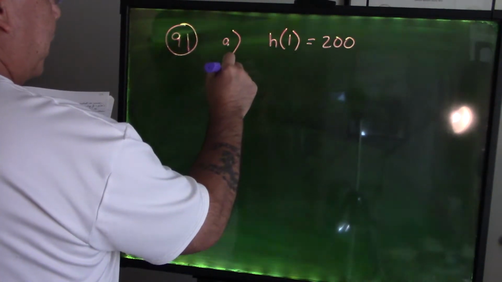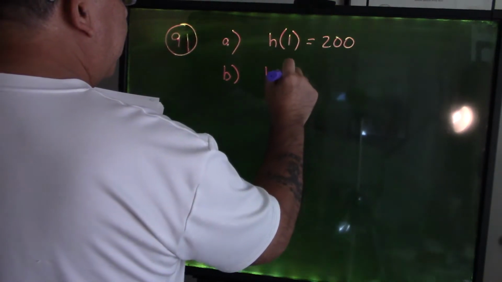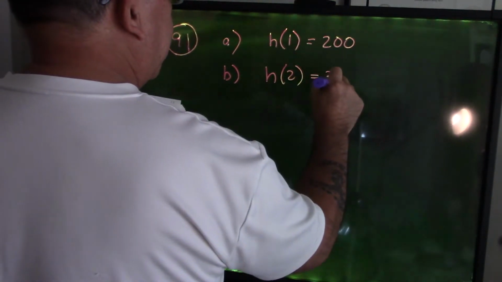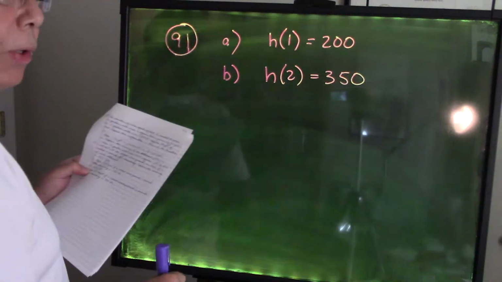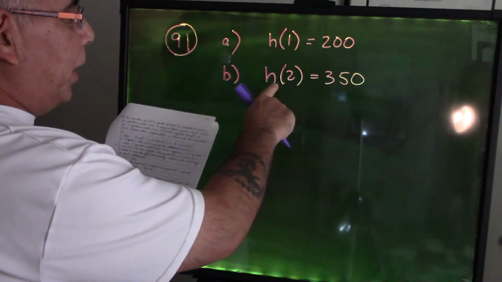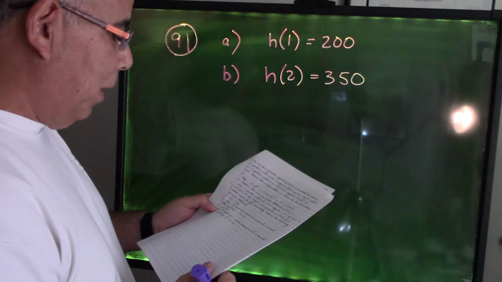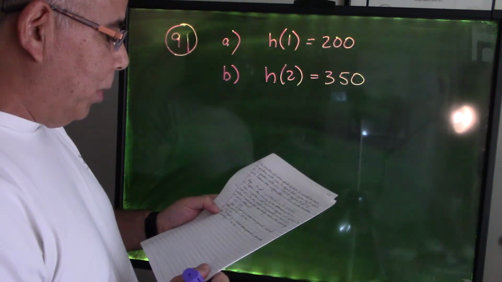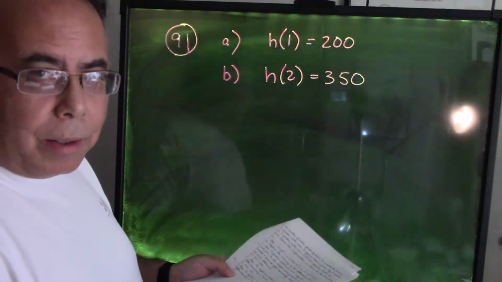Part B. H of 2 is 350. So here t equals 2 seconds. So 2 seconds after launch, what's h? H of 2, in other words, 350. That's 350 feet. So the rocket has reached 350 feet high 2 seconds after it's been launched.